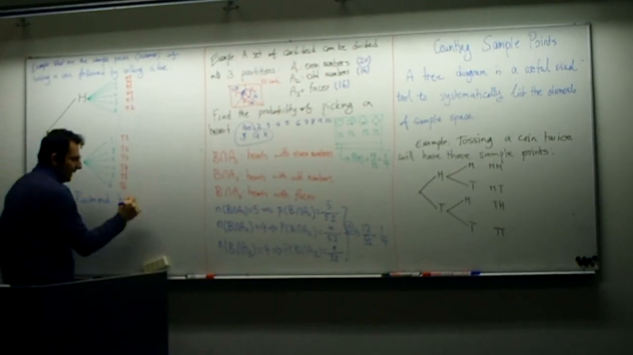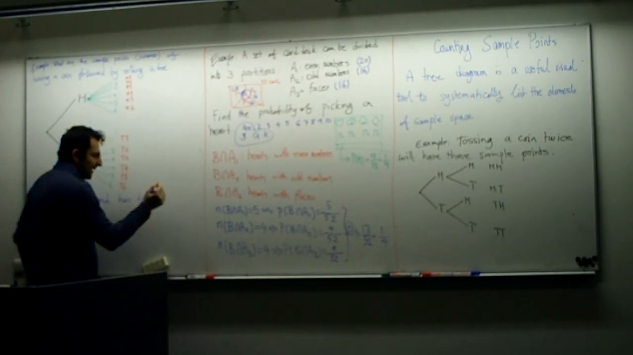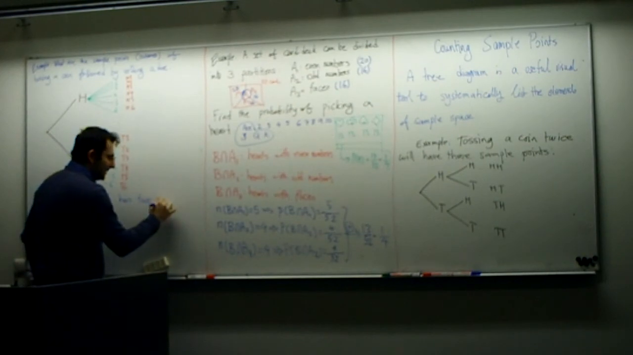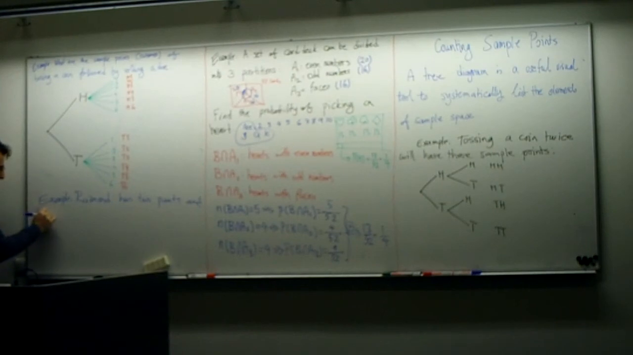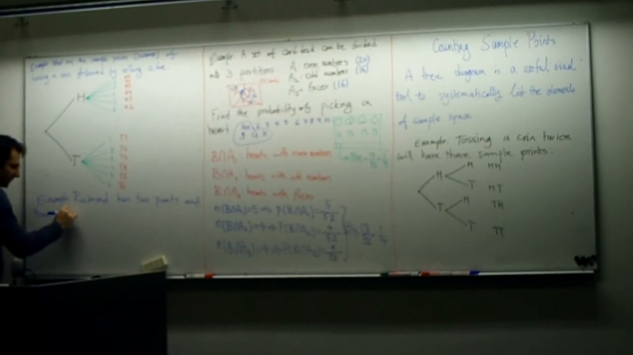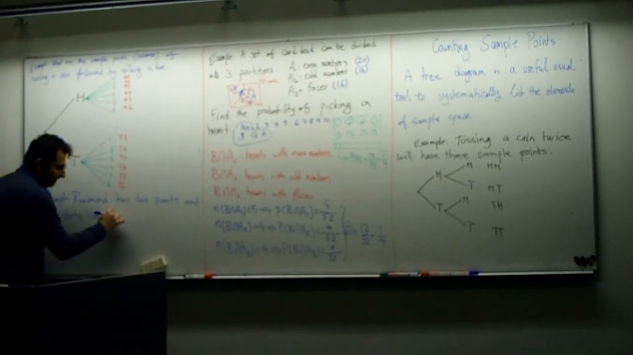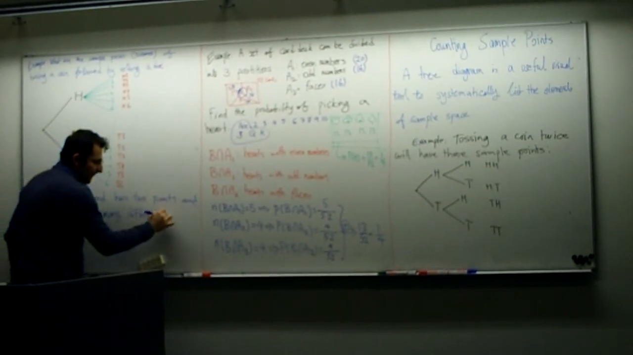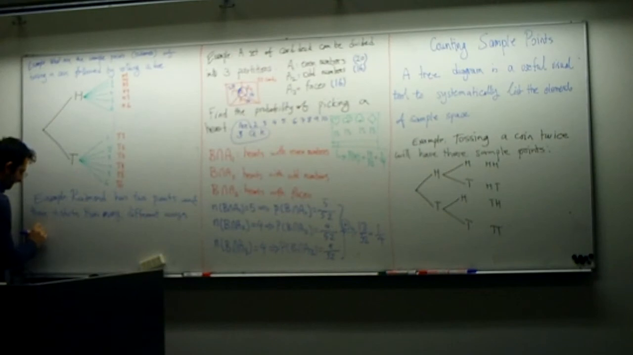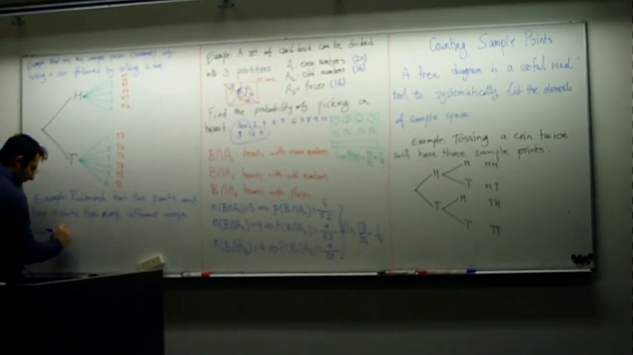Raymond has, let's say, two pants and 3 t-shirts. How many different ways can he wear?